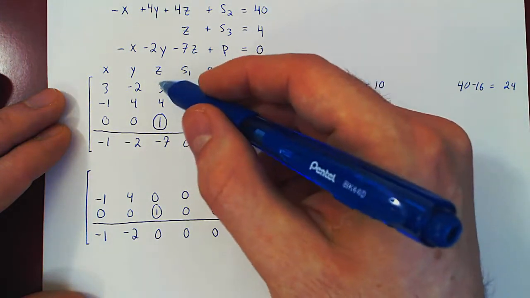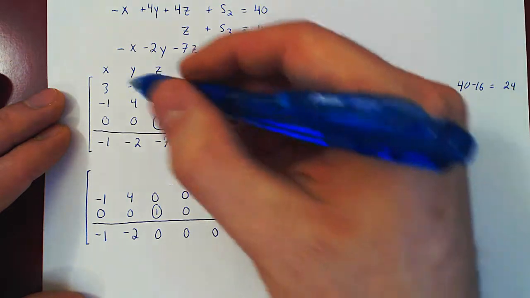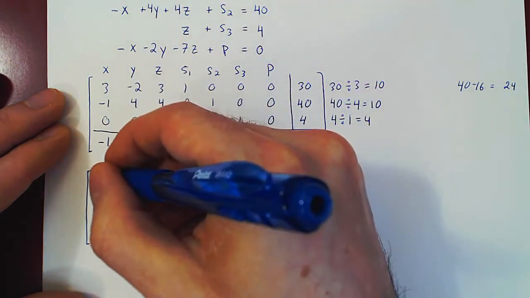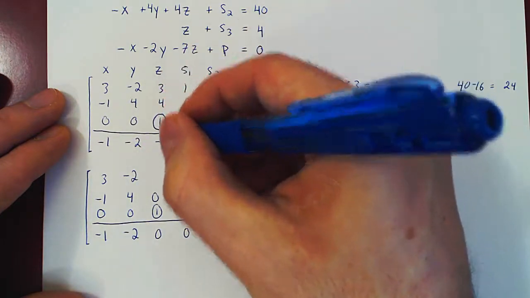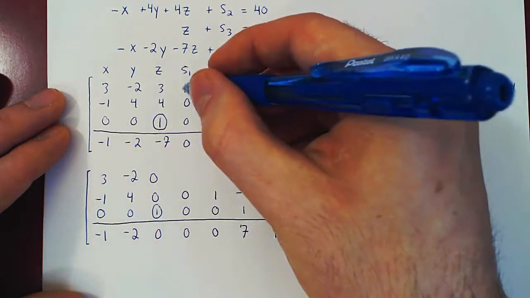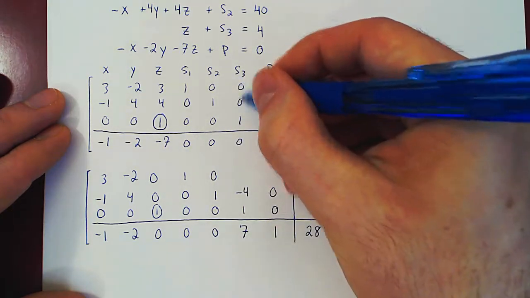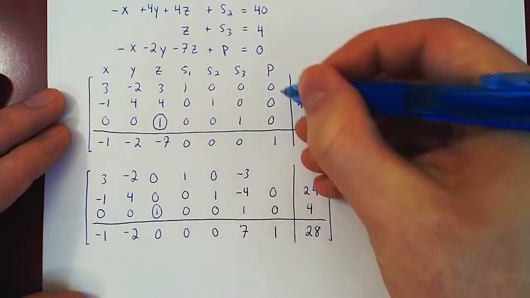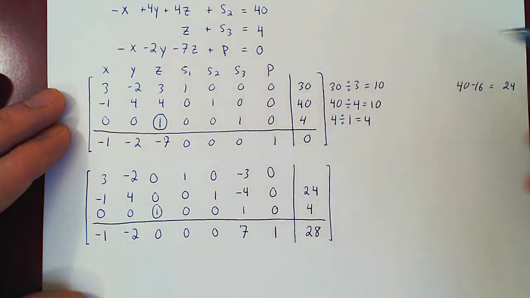And now let's perform the last operation. So row 1 minus 3 row 3. So 3 minus 0, 3. Negative 2 minus 0, negative 2. 3 minus 3, 0. 1 minus 0, 1. 0 minus 0, 0. 0 minus 3, negative 3. 0 minus 0, 0. And 30 minus 3 times 4, 30 minus 12, which gives us positive 18.